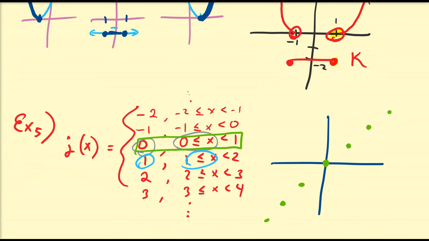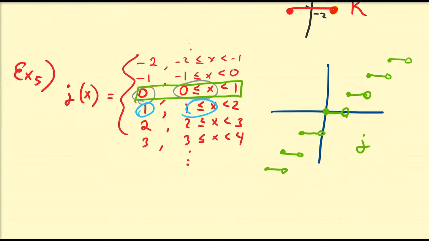That's going to be true until you hit 1. So then it's going to jump here. And then it's going to be equal to 1 for all values between 1 and 2. And then once you hit 2, it's going to jump up. And then you'll eventually find out that your relation is going to look like this. So this is the graph of relation j.